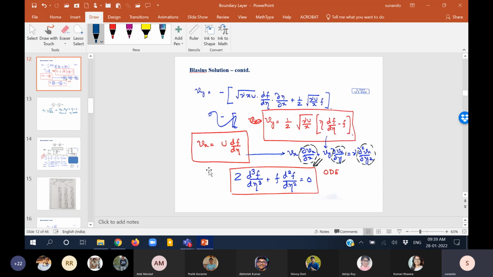But does this give me any other boundary condition? At eta equals 0, what is going to be f? Looking at these two, can you tell me what is going to be the value of f at eta equals 0? I understand that at eta equals 0, f prime is 0, but what is the value of f? Just concentrate on the two red boxes.